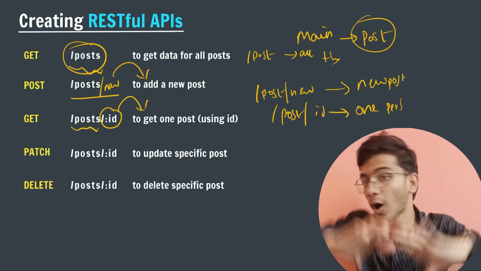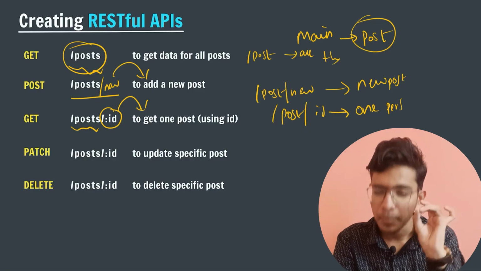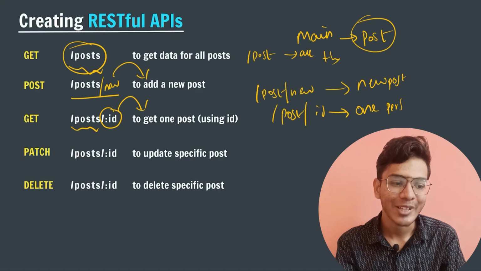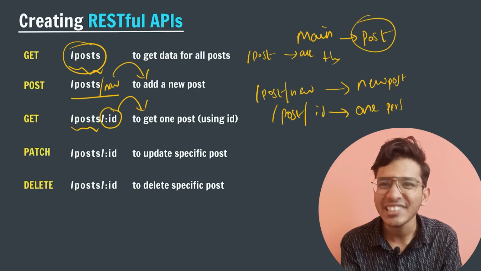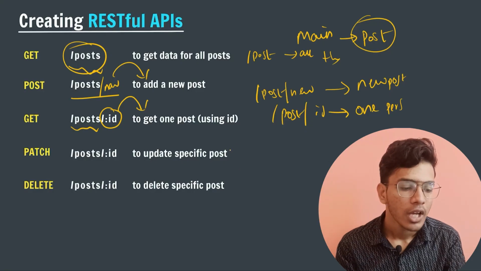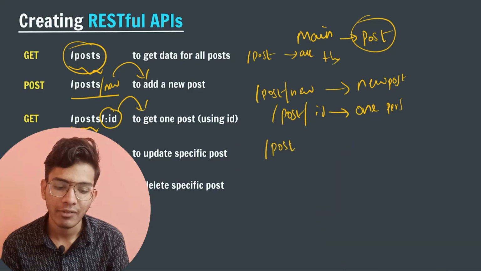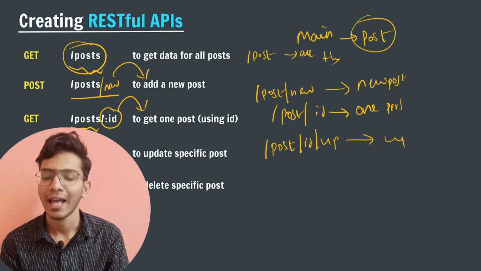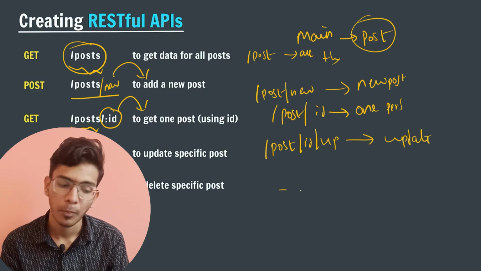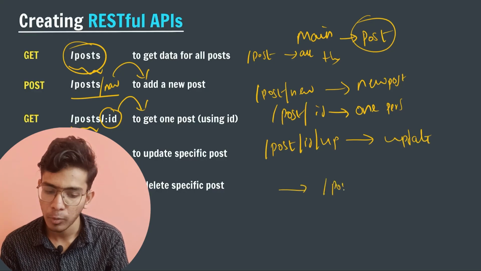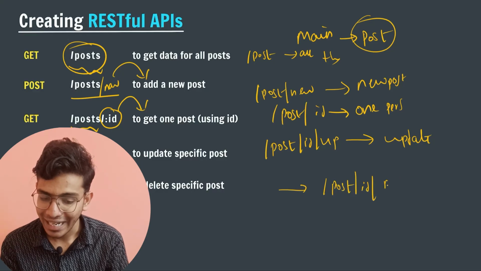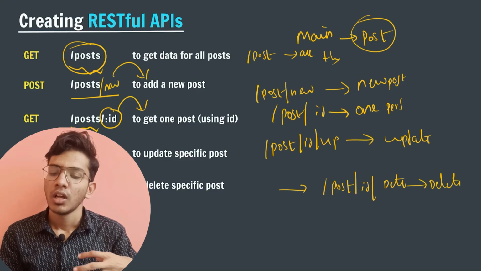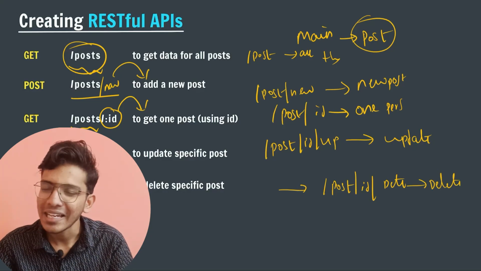This might be a little bit complex and confusing, but believe me, give me 2 minutes. When we go into the actual part of this whole thing, it will be very easy to understand, right? Now if I want to update a particular post, then I will write /post/id/update. This URL will help me in updating a particular post. Now if I want to delete a particular post, then I will write /post/id/delete. This will help me in deleting the data of a particular post.